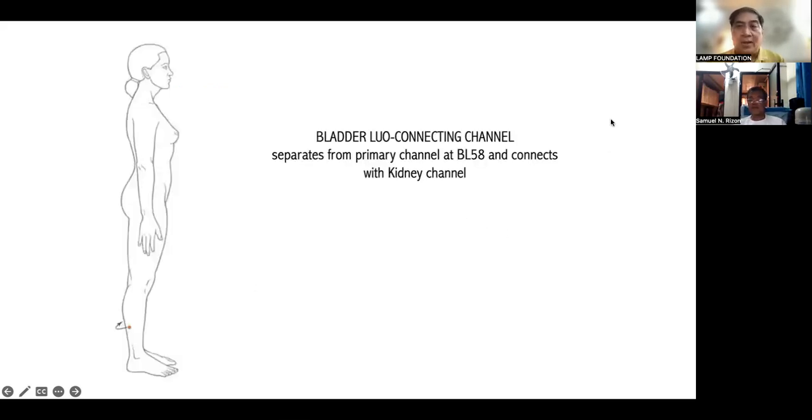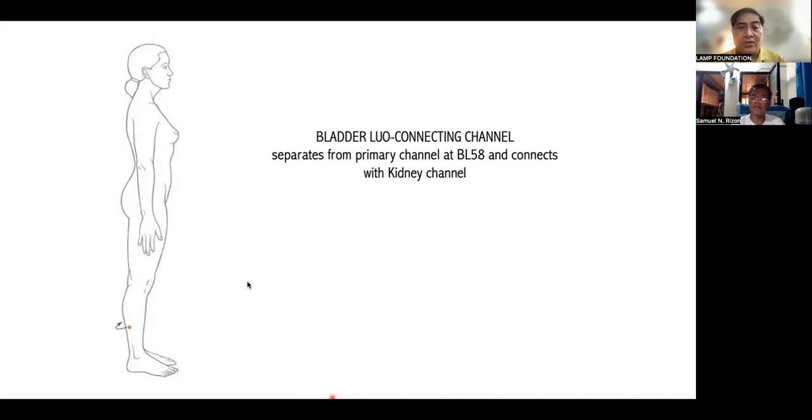So next we go to the luo-connecting channel of the bladder. The luo-connecting channel separates from the primary channel. So you have to remember the point called bladder 58. The bladder luo connecting channel separates from the primary channel at bladder 58 to connect with the kidney at what point? What's the source point of the kidney? Kidney 3. So when you needle this point, you're actually affecting the kidneys, okay?